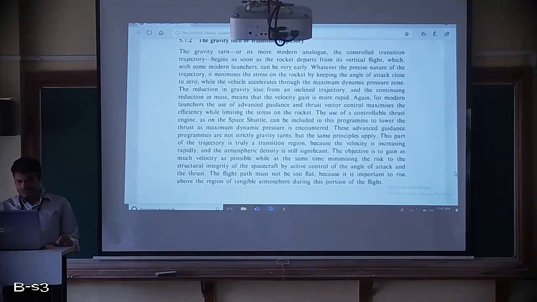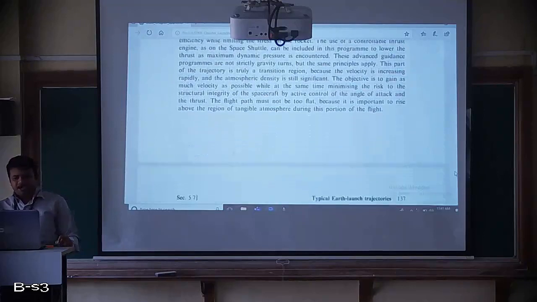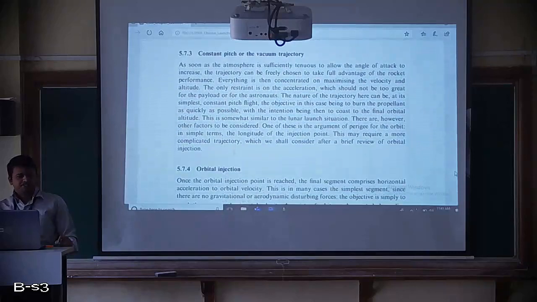So this is about the gravity turn or transition trajectory. And the last one is constant pitch, or the vacuum trajectory.